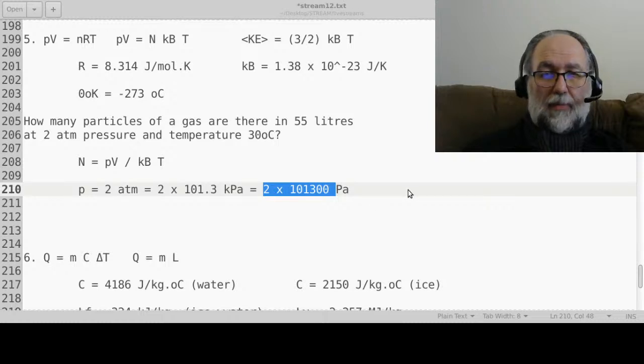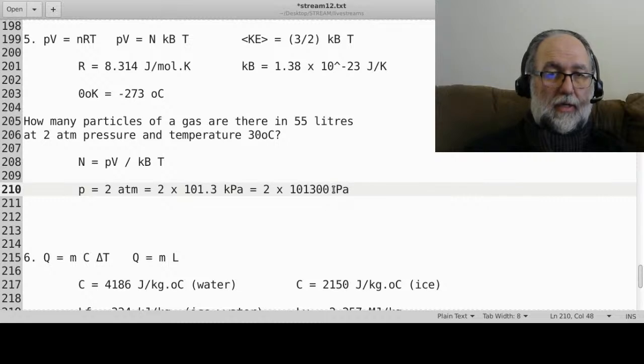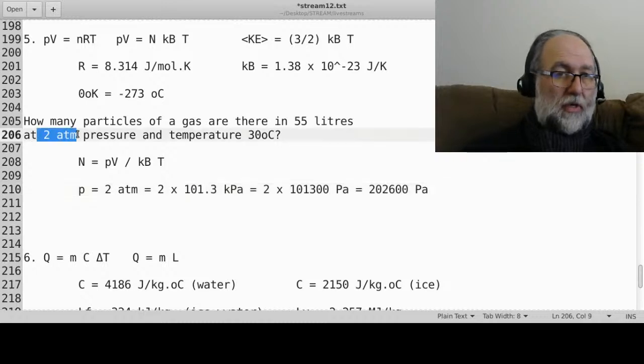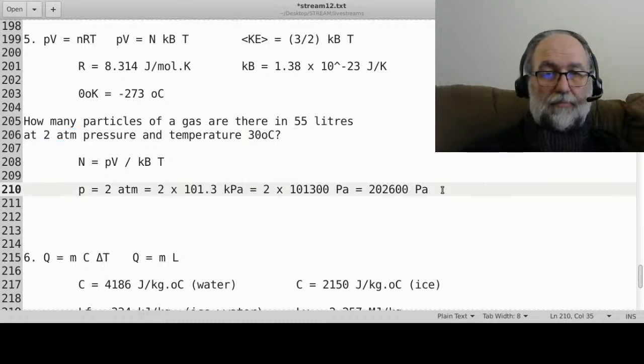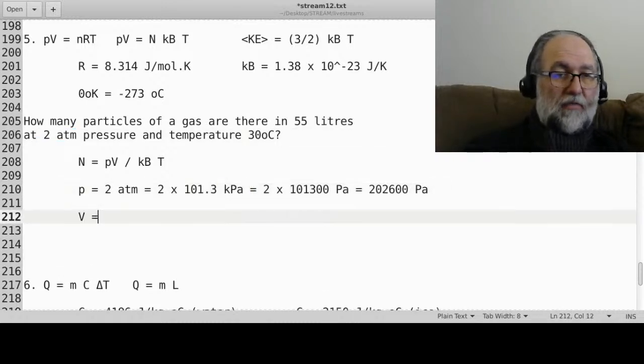I just changed it because I didn't want to make it a trivial 1. Okay, so every atmosphere is 101.3 kilopascal. So if you have 2 atmospheres, well, then multiply by 2. Okay, all right, what's the volume?